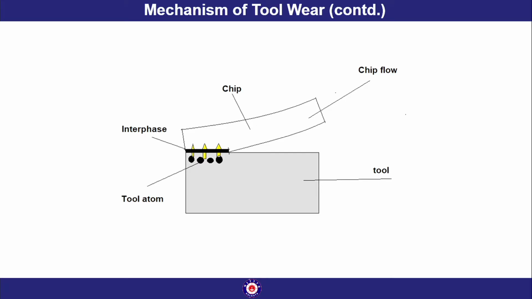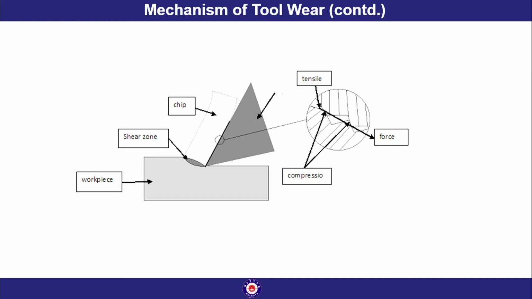Therefore, this wear particularly happens because of cohesive bonding between these materials. If chemical adhesiveness is there, then this type of wear can happen. Another type is called diffusive wear, and another is called crater wear. This can happen on the tool surface.